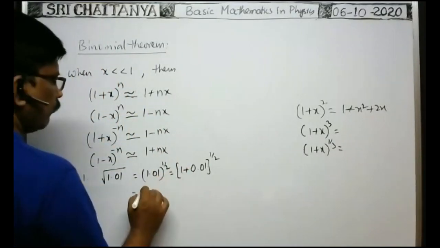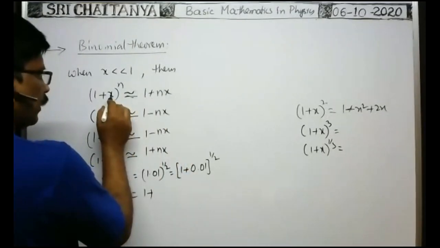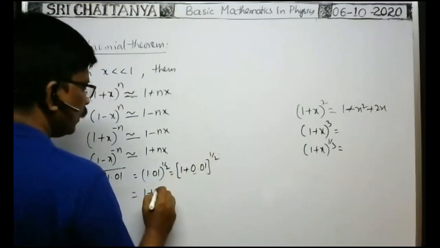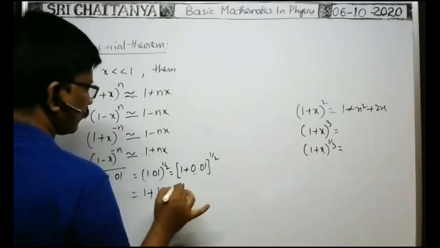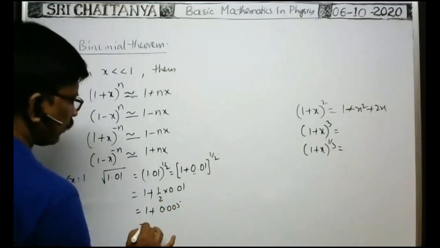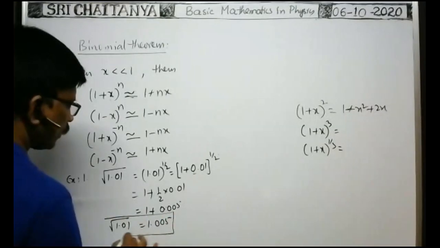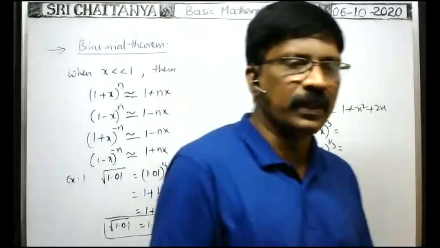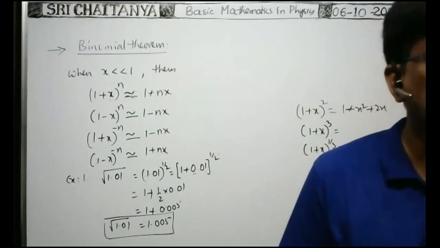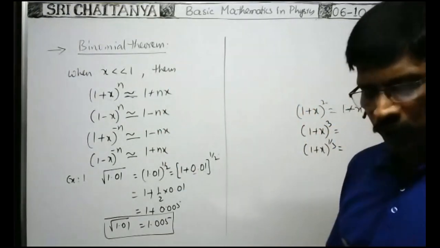So according to the binomial theorem, first 1, as it is 1, we write 1 plus whatever the function here, that must be multiplied with the power half. So half into 0.01. So this is equal to 1 plus 0.005, which is 1.005. So root 1.01 is equal to 1.005. This is the value. In this way we have to do. So in these cases, this binomial theorem is very useful to us.